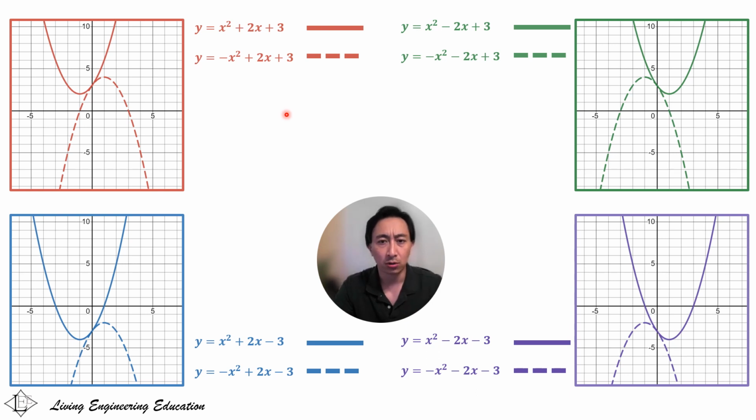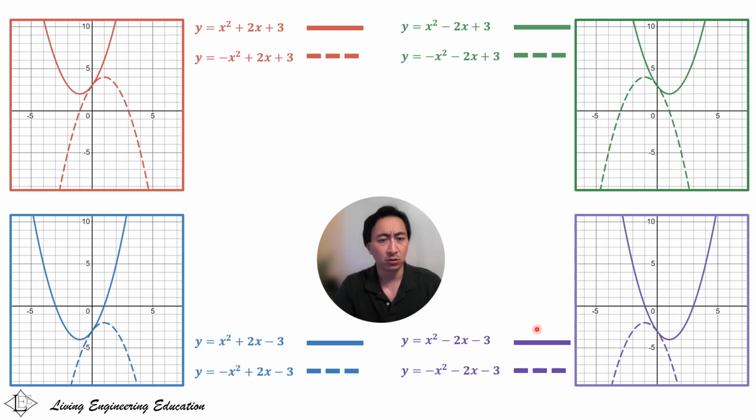Okay. So first, the top 4 equations, examples, have positive 3 as our C value. And you can see that as the y-intercepts all at plus 3. And in the bottom, you see negative 3. And you see that in the y-intercept of negative 3.